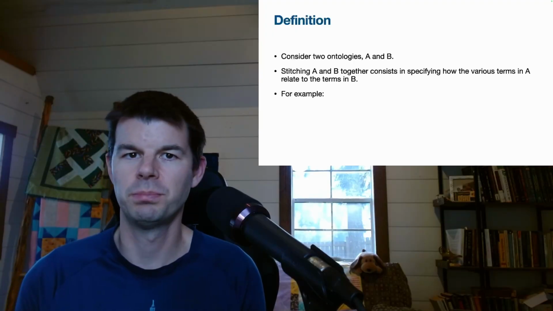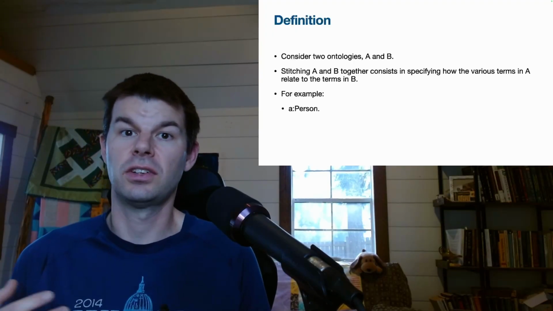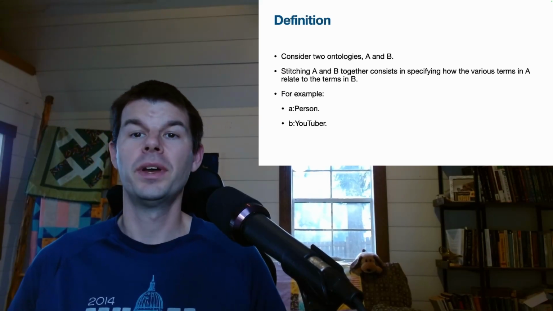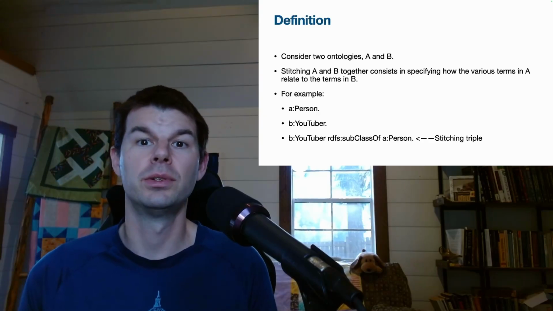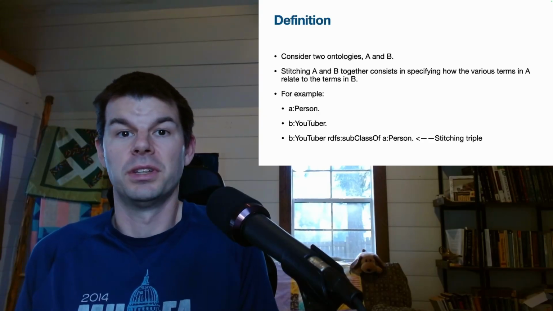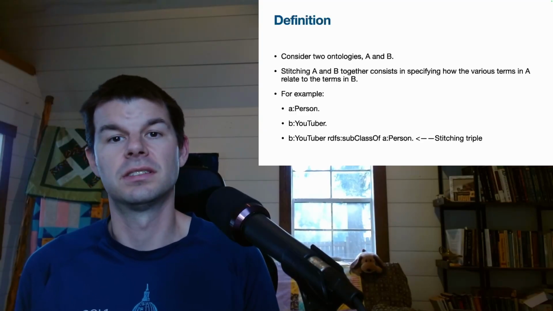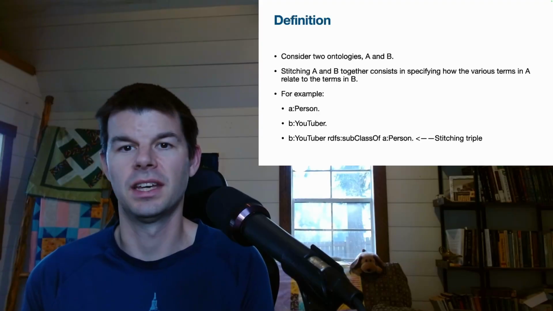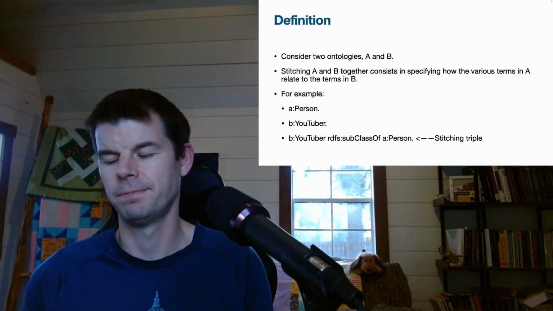So if you want just a simple example, say in ontology A, we've represented a class called person. In ontology B, we've got a class called YouTuber. A way that we could stitch those two ontologies together in that respect is to show how those two terms relate to one another. Namely that YouTuber is a subclass of person. Every instance of YouTuber is an instance of person. Sweet. We have now connected them together. And I call that a stitching triple or part of a stitching file, stuff like that.